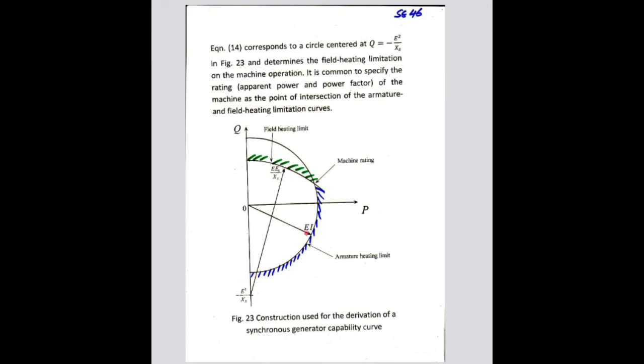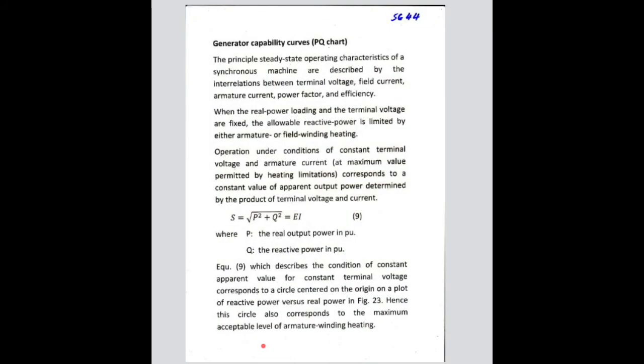So if you exceed this current, obviously you will fall outside this region, and hence your armature will overheat, if you exceed the rated current of the armature. Right, so let's go back to the second slide.